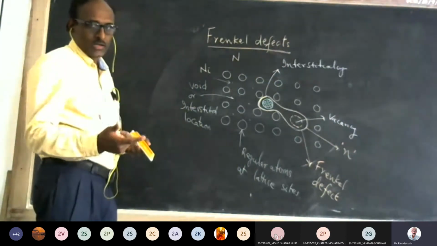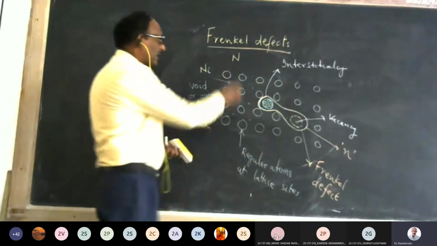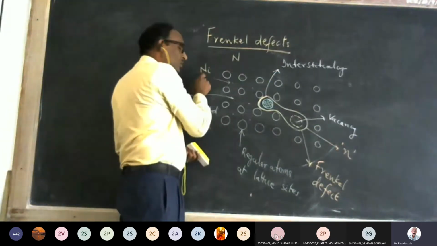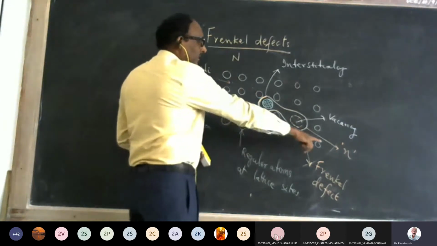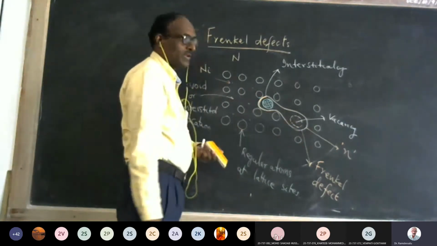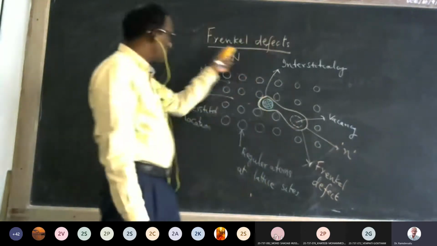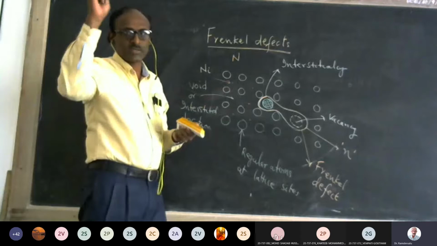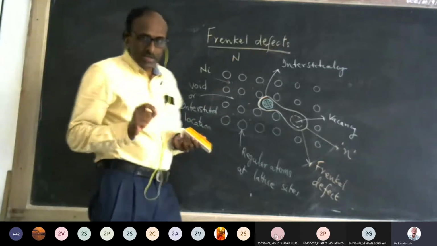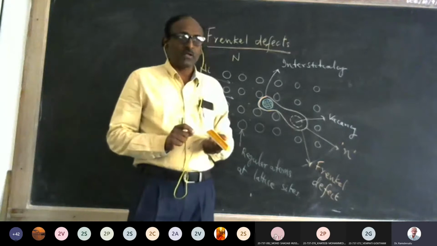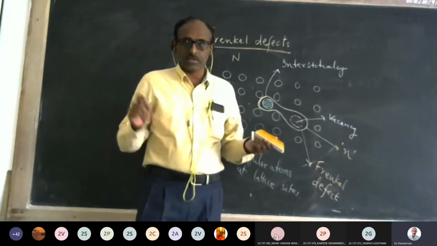If you want to calculate how many Frenkel defects are there, you should know capital N, and you should also know the interstitial locations, and thereby you can find a relation between the number of Frenkel defects and these two with respect to variation in temperature. Now, today we will derive an expression for concentration of Schottky defects in a given crystal.